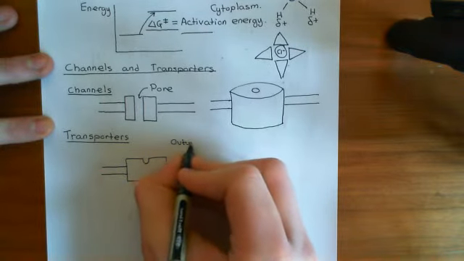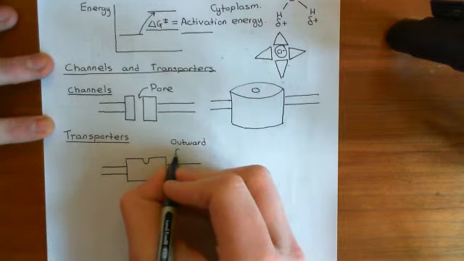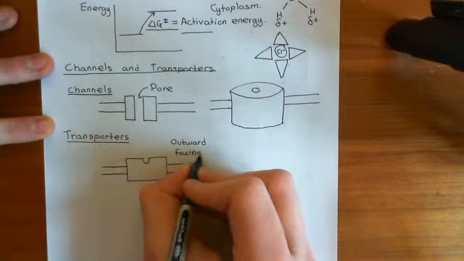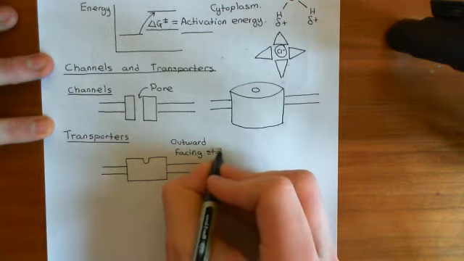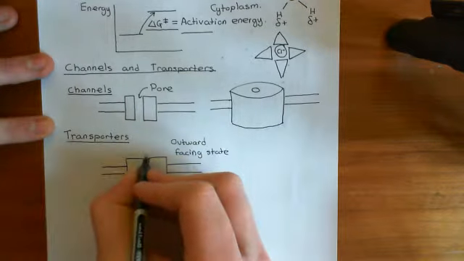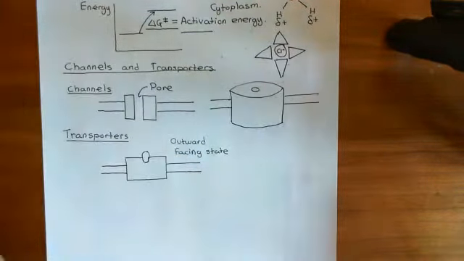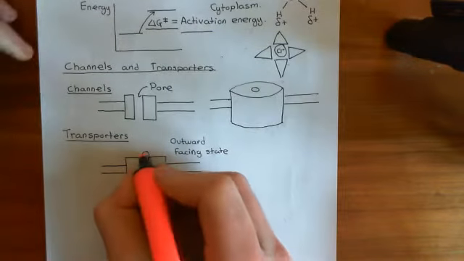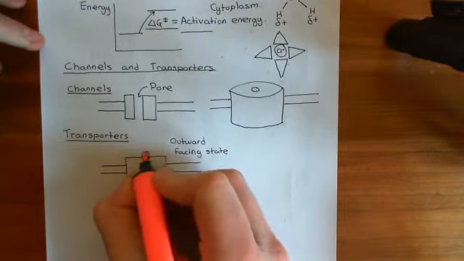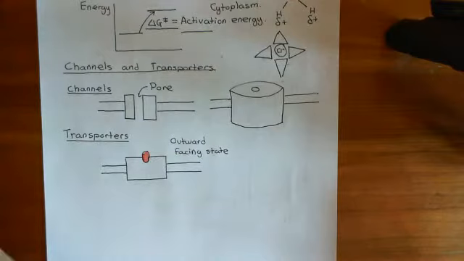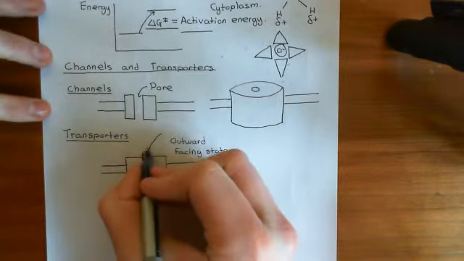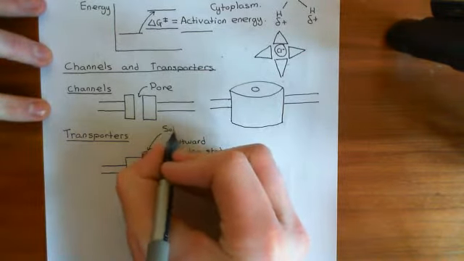Okay, so transporters will have two states. They'll have one outward facing state, like so, and then they'll also have an inward facing state. Let's say we want to move a molecule in. The molecule will bind to the transporter when it is in the outward facing state here. So this is our solute molecule that needs to be transported.